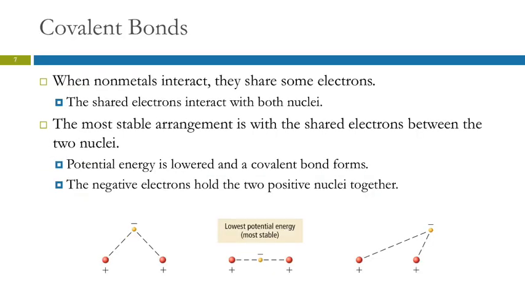So in a covalent bond, we've got sharing of electrons. They're only going to share certain electrons, but the shared electrons are going to interact with both of the nuclei. So the most stable arrangement is this, where you have the shared electron between the two nuclei, and so both of them are attracted to this electron. If the electron's over here or over here, the attraction between the nuclei with that electron is not as great. So this is the lowest energy, and then we've got that negative electron. It's basically holding the two positive nuclei together.